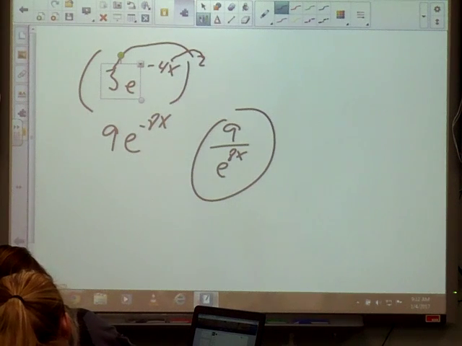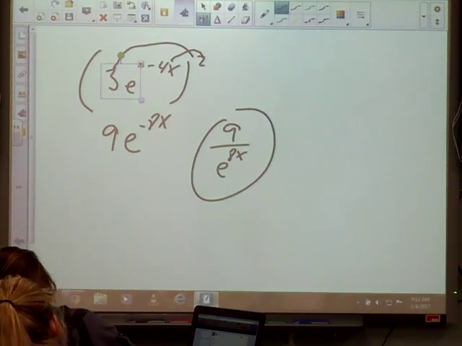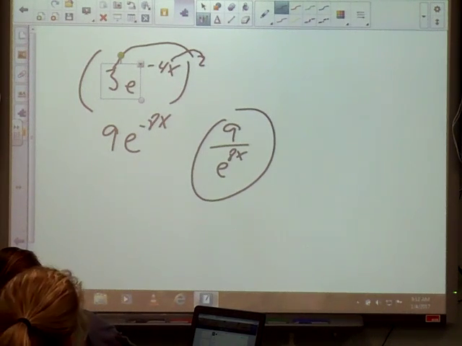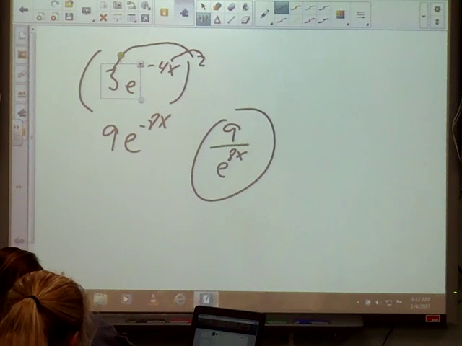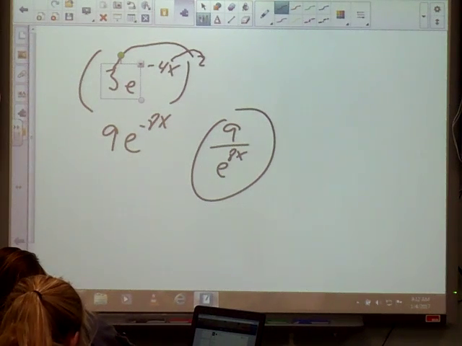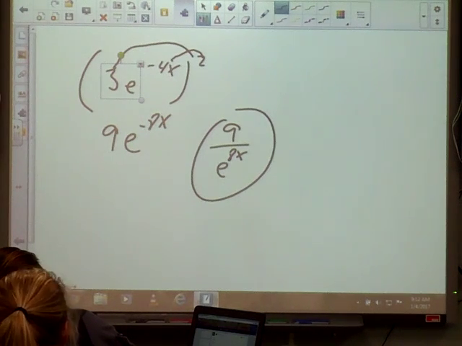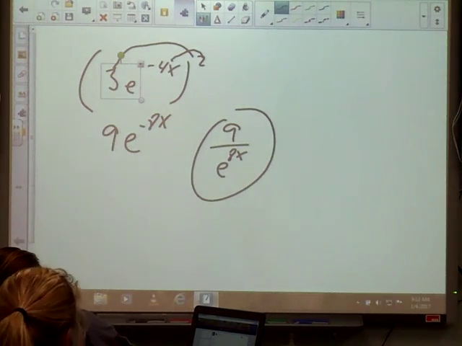Put it on bottom and make it positive. Now, the way this connects with the stuff that we did yesterday: the graph of the number e is an exponential. Remember we did exponential growth and decay yesterday? So we're going to look at a couple of graphs on them.